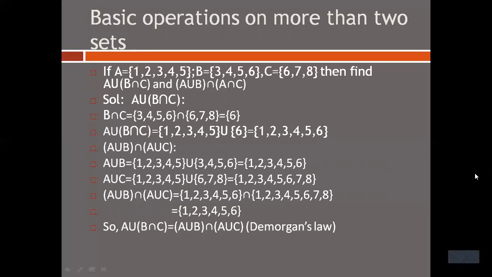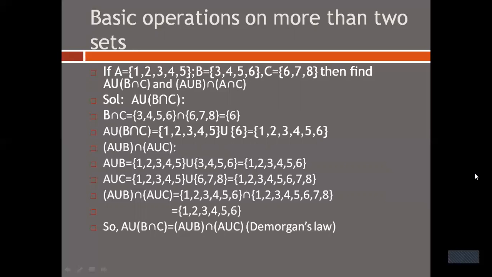So let us find A union (B intersection C) and (A union B) intersection (A union C). Here, A union (B intersection C). First, let us find B intersection C. You know that B intersection C means the common elements of both the sets. So here the common element of both the sets is 6. So B intersection C is equal to {6}.